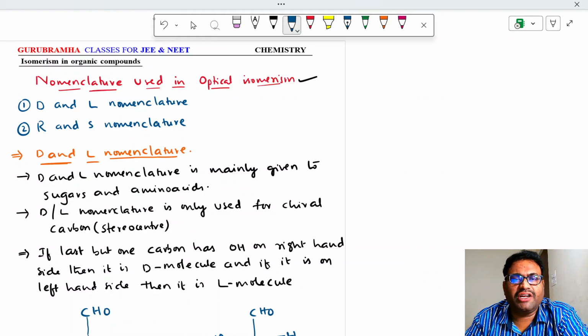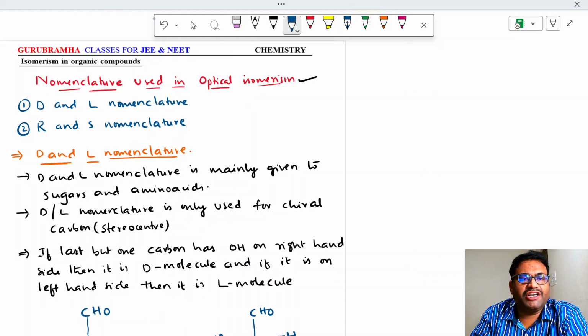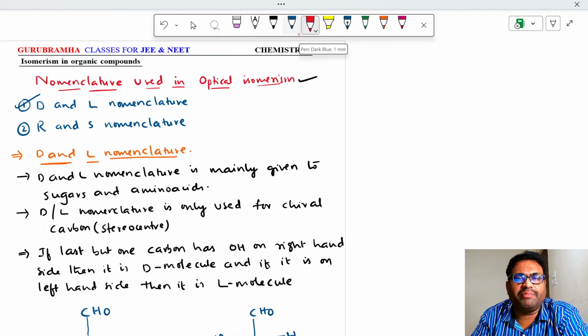Today in this session, I am going to teach you about different nomenclatures used in optical isomerism. Let us start the session. You can see here nomenclature used in optical isomerism. One is D and L nomenclature. This is capital D and capital L. It is not small d and small l. Small d and small l has a different meaning.